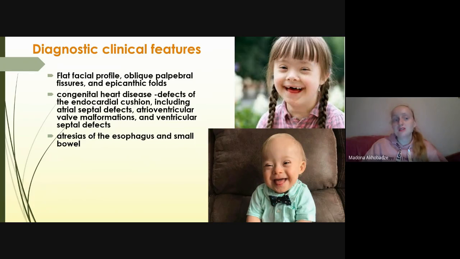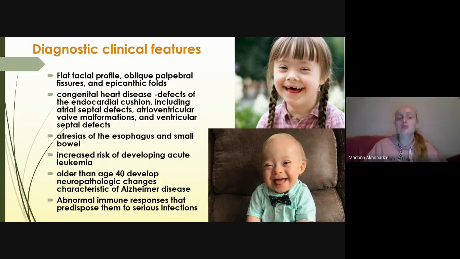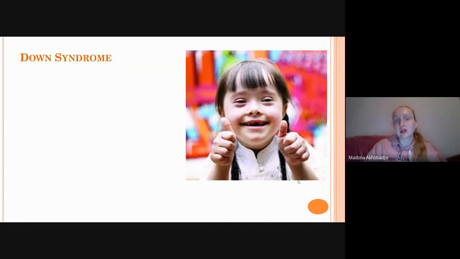Atresia of the esophagus and small bowel could occur. The risk of developing acute leukemia is high in Down syndrome babies. Those older than the age of 40 develop neuropathologic changes that are characteristic of Alzheimer's disease. So if they survive into adulthood, they are at high risk of dementia because of Alzheimer's disease, and abnormal immune responses predispose them to serious infection. These complications could also be a reason for the lethal outcome.